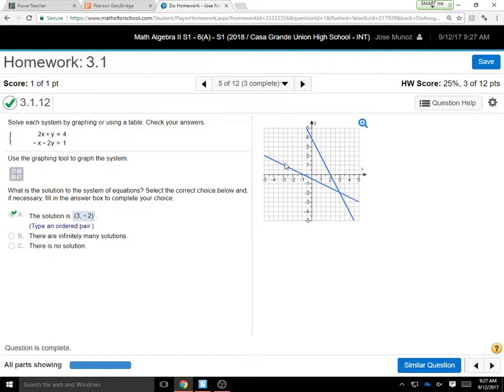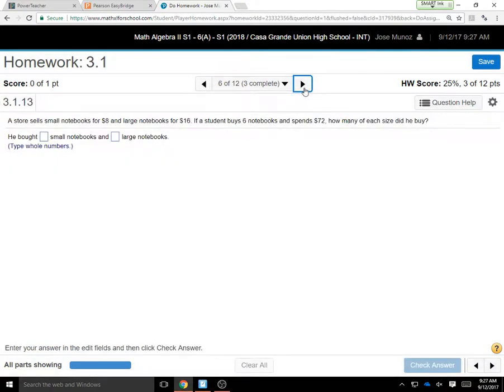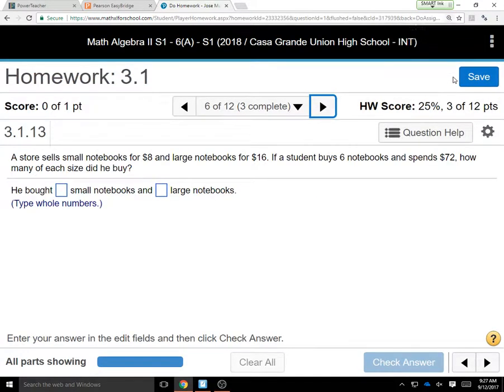What else? 6 and 7, just keep going. Okay, so I'm going to make this a little bigger so we can read this together. A store sells small notebooks for $8 and large notebooks for $16, right? Always start with the first sentence, try to make some sense of it. So I know that a small notebook costs me $8, a large notebook costs me $16.